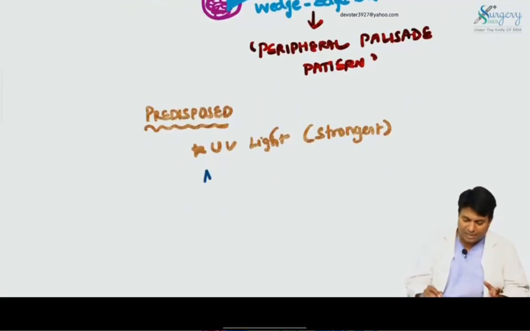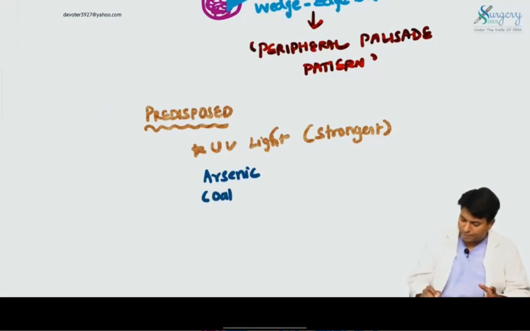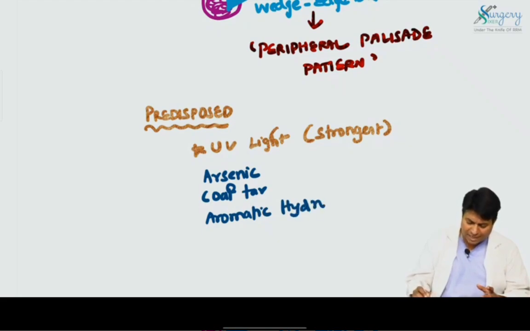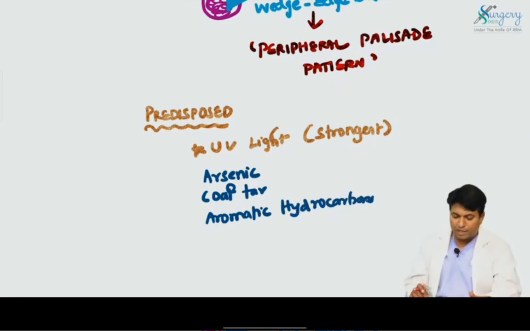Apart from this, they can also be seen with arsenic exposure, coal tar exposure, and aromatic hydrocarbons. All these can also cause basal cell cancer. But very important is sunlight. Sunlight is a very important predisposing factor for basal cell cancer.